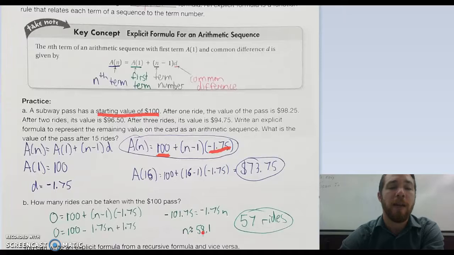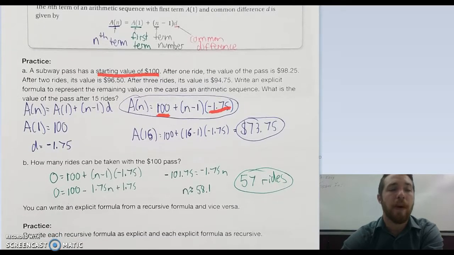But remember, what this means is that we actually have to start by taking away 1, just like in that last example, because our starting point was before we had any rides. So if I take away 1 from that ride total, I get 57. And again, I can't round up because I don't have enough money for that extra ride.